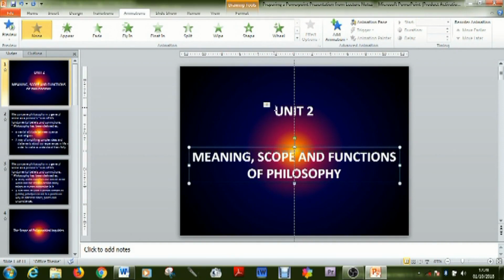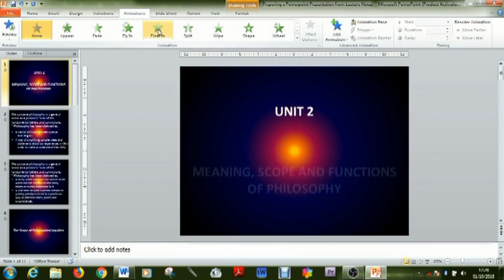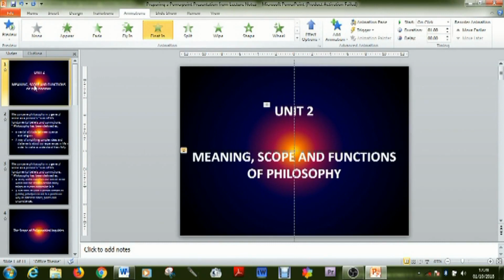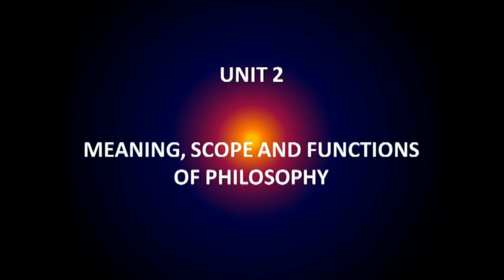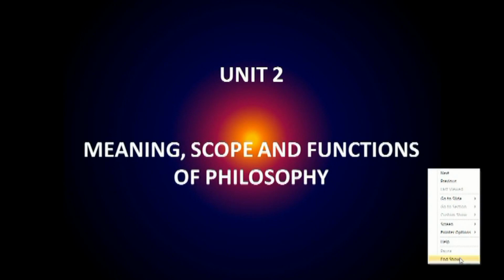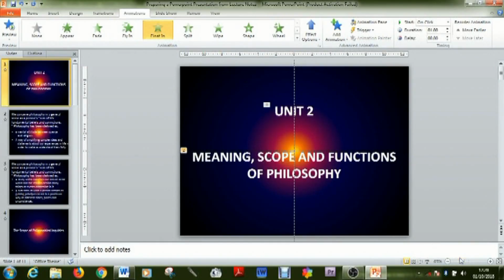Like on this slide, this is the first animation. That means when I apply it, Unit 2 will come first before the meaning, scope and functions of philosophy. You could apply different animations to them. Let us look at how this slide will appear when we do the slideshow. When you go to the slideshow, nothing happens until you click. Unit 2, then you click again, meaning and scope of function. The slide ends here because we've not applied animation to all of them.